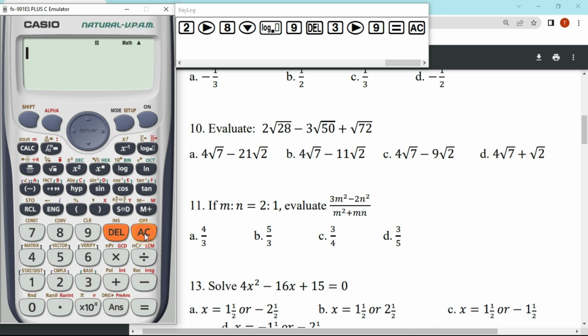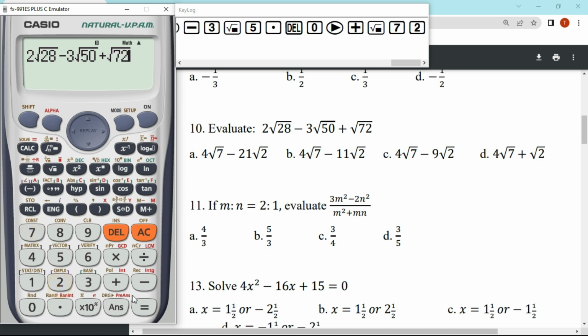Question 10 says we should evaluate 2 roots of 28 minus 3 roots of 50 plus root of 72. So all I have to do is input it into the calculator. I have 2 roots of 28 minus. Mind you, if you do not click on the cursor out button, any value you input is going to be inside another root again, so you'll be getting it wrong. So I have minus 3 roots of 50, then plus root of 72.